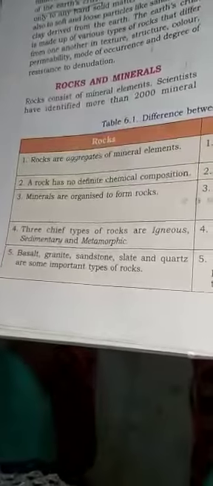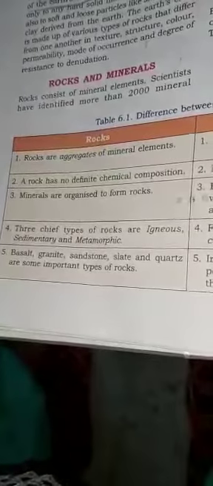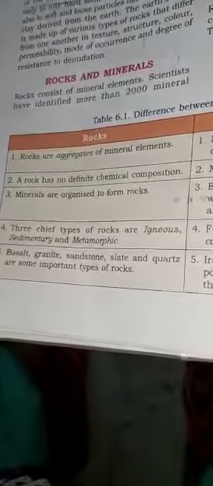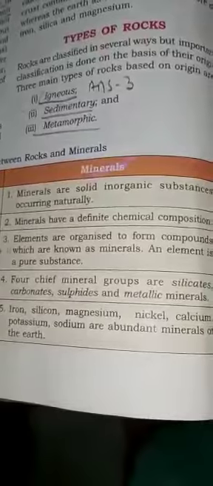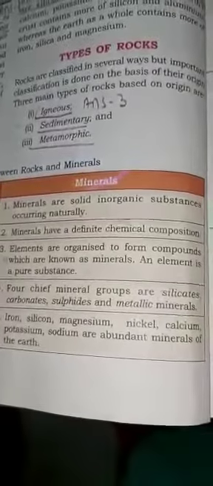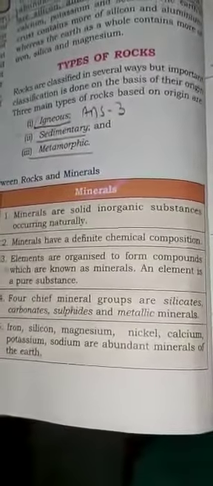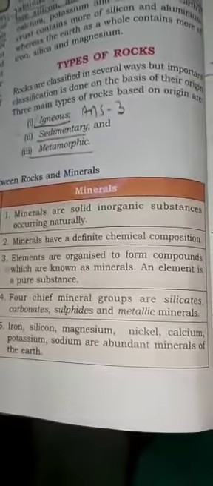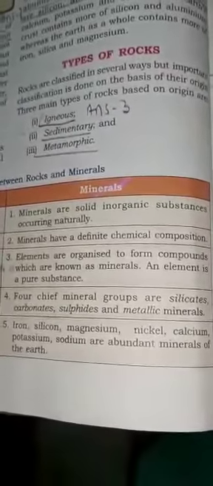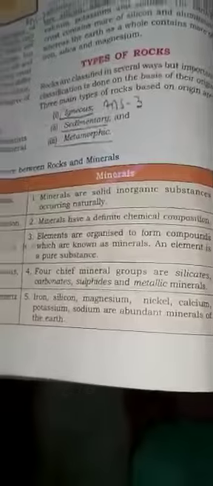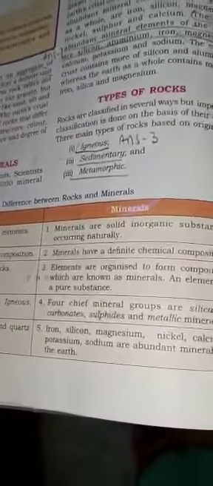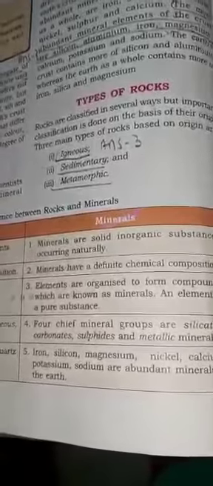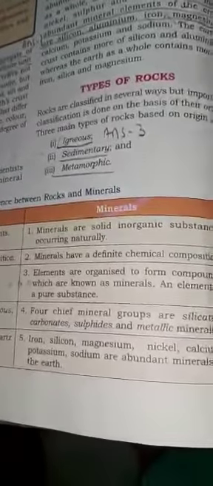In the category of rocks come basalt, granite, sandstone, slate and quartz. They are important types of rocks. Iron, then silicon, magnesium, nickel, calcium, potassium and sodium are abundant minerals of the earth. So here is the difference that I have read, and it is given in your book itself. That is the major difference between rocks and minerals.